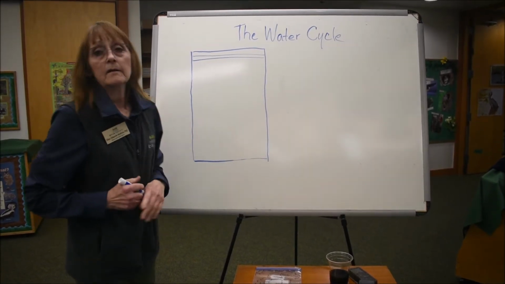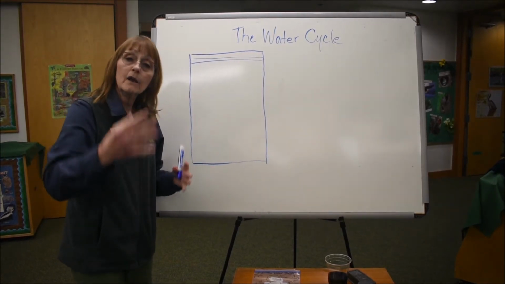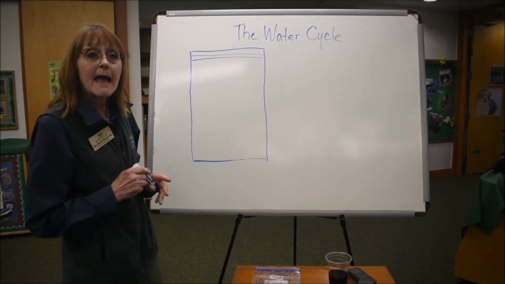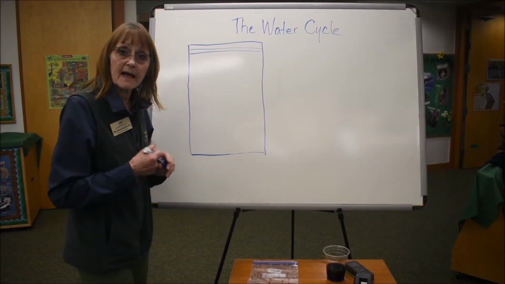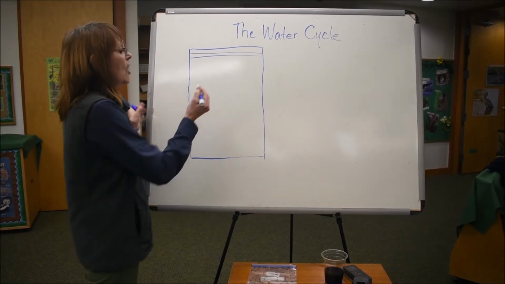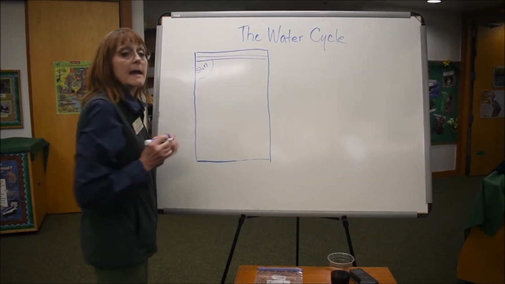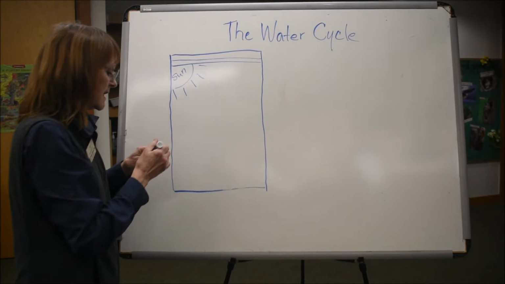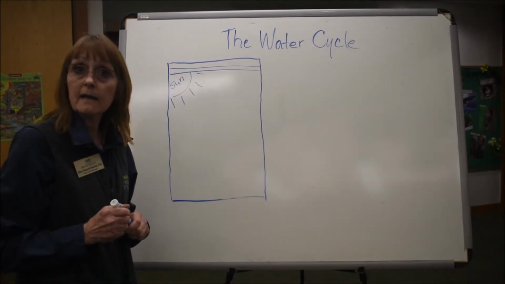Now, the water cycle. The water cycle means something that happens over and over and over again, just like the rain we've been having every day. And what is the first thing that we need on this planet to set up our water cycle? What is the whole reason we have life on the planet? Well, that would be the sun. So I am going to put my sun up in the corner, because without the sun heating the surface of the earth, there is no water cycle.